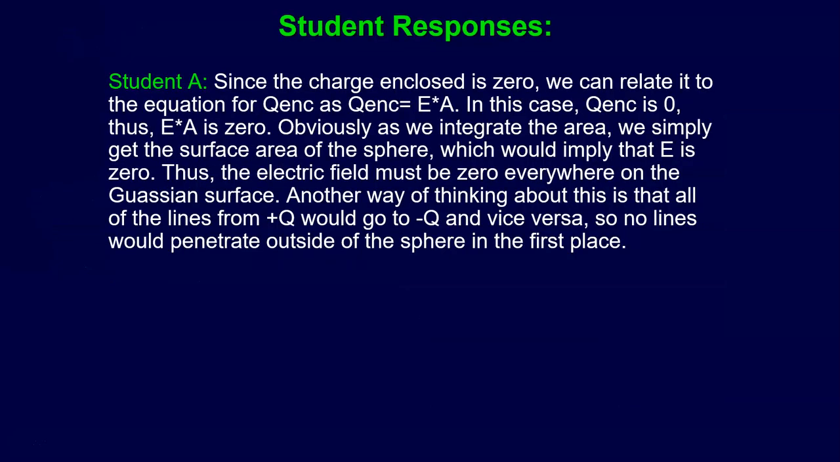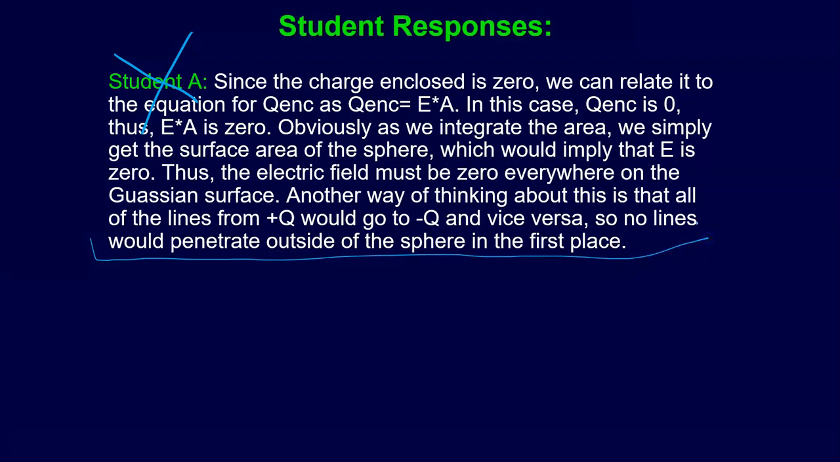Okay, I've asked this to students before, and here are some student answers. Student A says, since the charge enclosed is 0, we can relate it to the equation Q enclosed equals E times A. In this case, Q enclosed is 0, thus EA is 0. Obviously, as we integrate the area, we simply get the surface area of the sphere, which would imply that E is 0. Thus, the electric field must be 0 everywhere on the Gaussian surface. This is a common misconception, so just be real clear, this is not correct, but that's okay, and you might have been thinking this too.